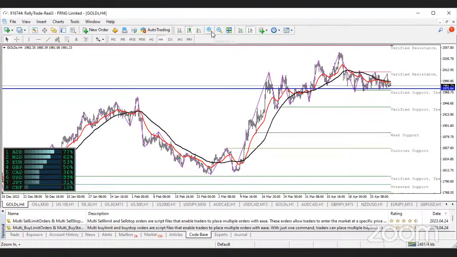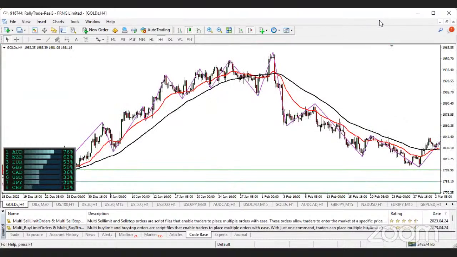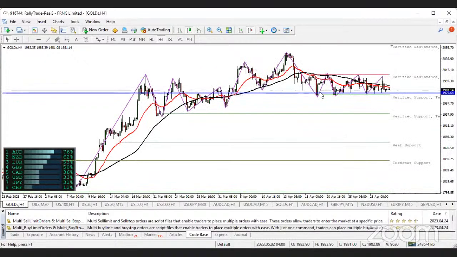I hope you can see my screen. Forming triple tops and triple bottom. So you can see it tested this particular resistance, got rejected, went back to test this support, and was rejected. It also went back to test the verified resistance, and it was rejected. So it has been trading in a horizontal channel.